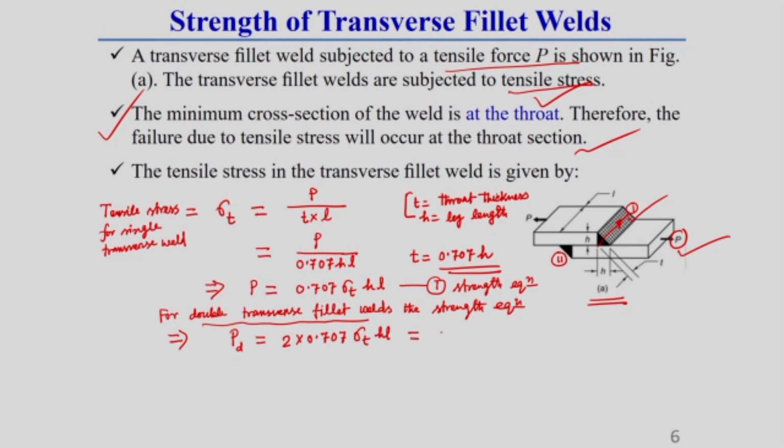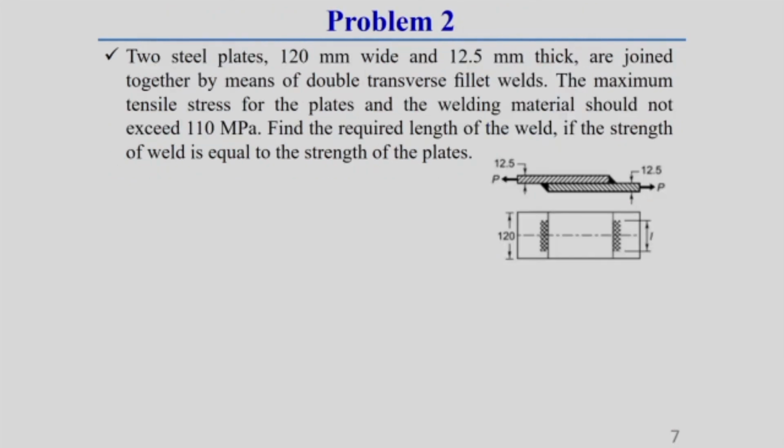So, the strength equation for a double transverse fillet weld will be 1.414 sigma T H into L. You should keep this in mind. Usually there are two welds of equal length on two sides of the plate, as I have already shown. That is why for a double transverse fillet weld the strength equation comes to 1.414 sigma T into H into L. This I am representing by equation number 2. Now, we will solve some problems on this transverse fillet weld, then it will be clearer to you.